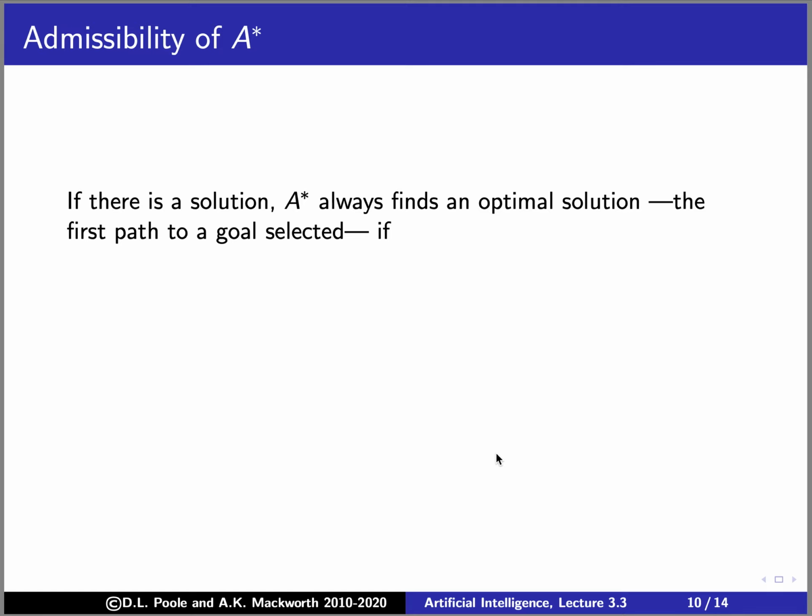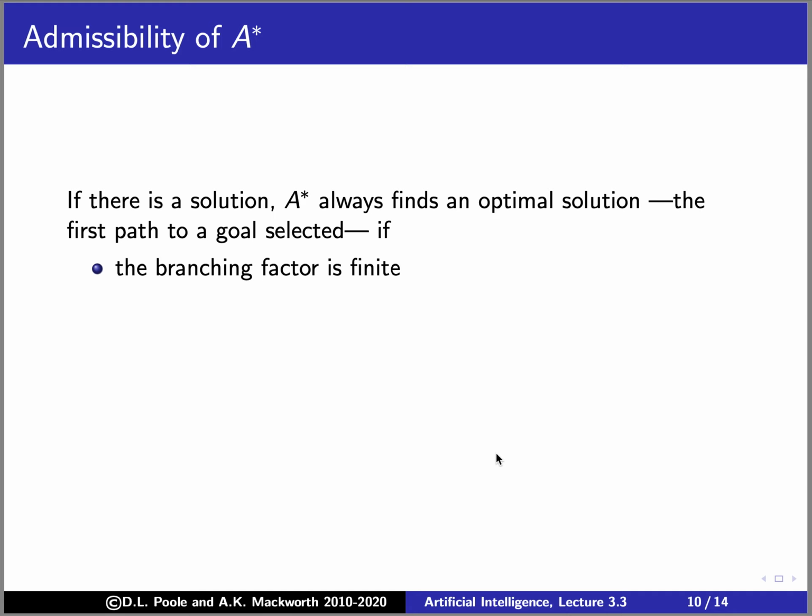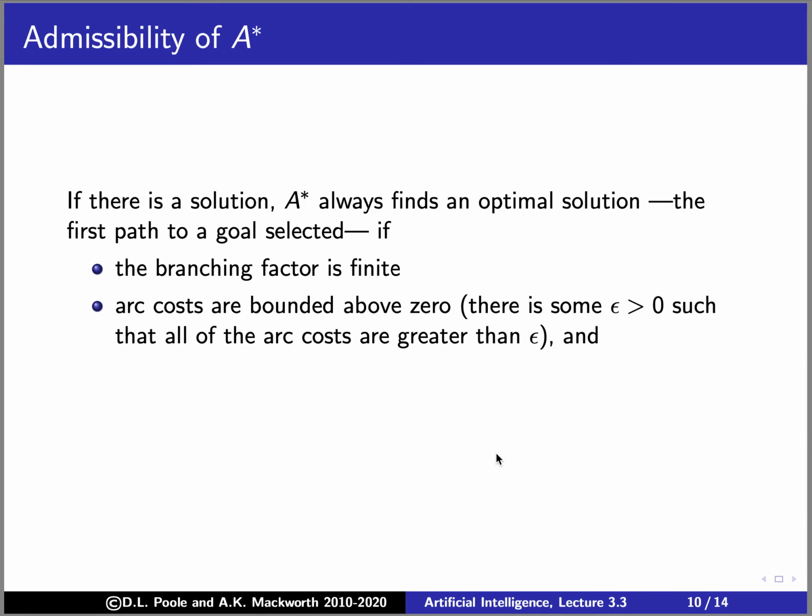And there are a few conditions here. The branching factor is finite. The branching factor of a node is the number of neighbors that the node has. So there can't be infinitely many neighbors of a node. As long as it's finite, that's okay. The arc costs have to be bounded above zero.